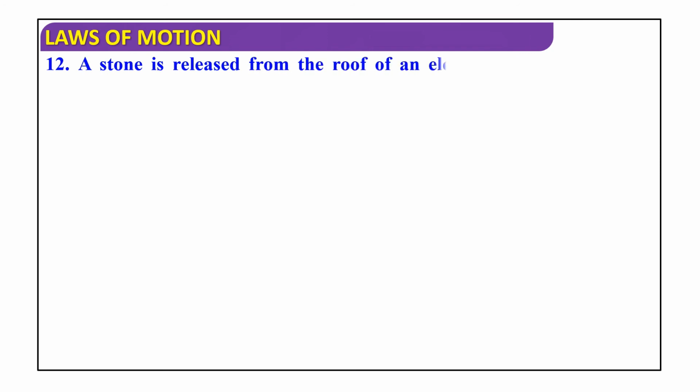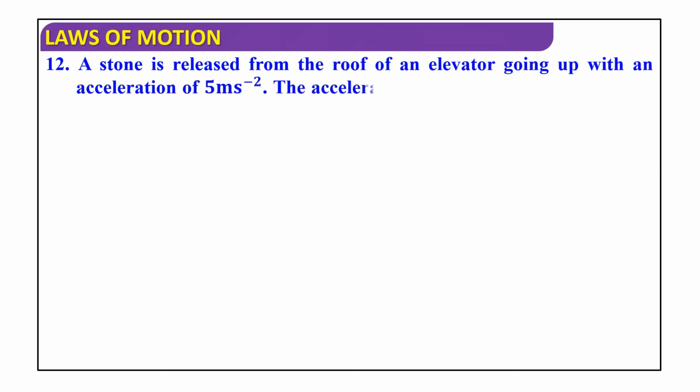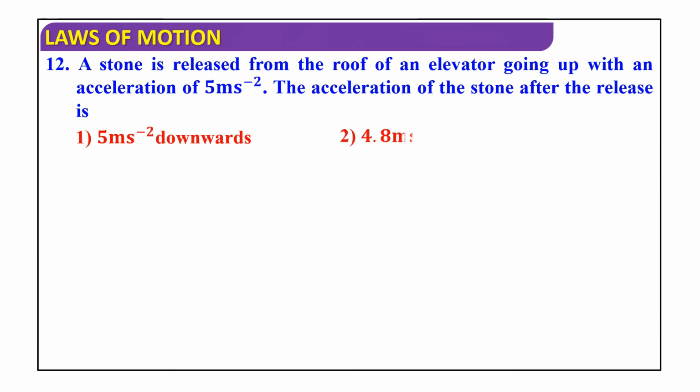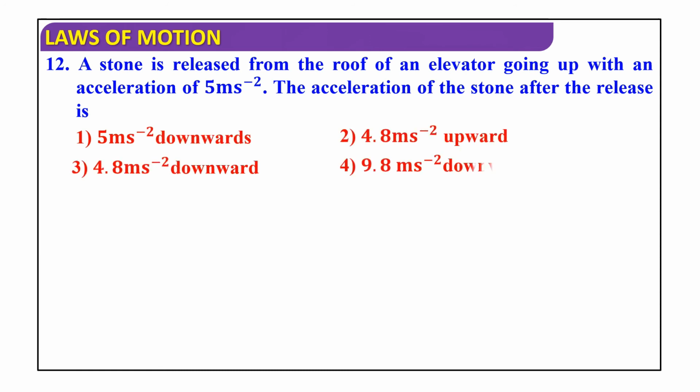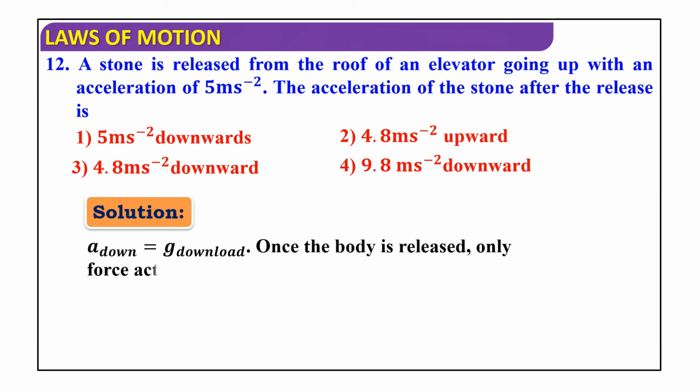A stone is released from the roof of an elevator going up with an acceleration of 5 meters per second square. The acceleration of the stone after the release is, here we have to calculate the acceleration of the stone. Let us go to the solution. Here the acceleration downwards is equal to g downward. Once the body is released, the only force acting on it is the gravitational force. So the answer is 9.8 meters per second square downward.